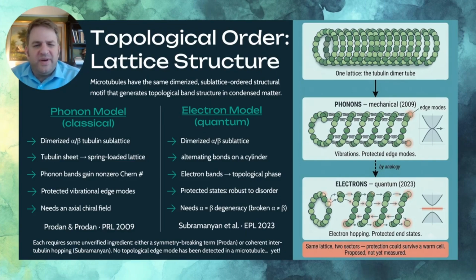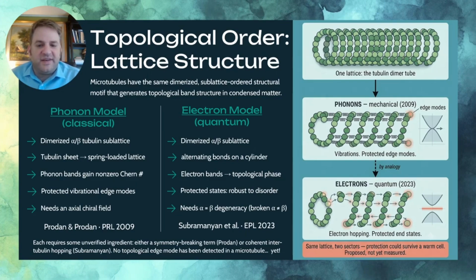So what do we mean by sublattice ordered? We just mean that the lattice, the arrangement of tubulin that forms the microtubule, has a sublattice. In fact, the microtubule is made up of tubulin dimers, and each one of those tubulin dimers has a very simple sublattice that contains two tubulin monomers.